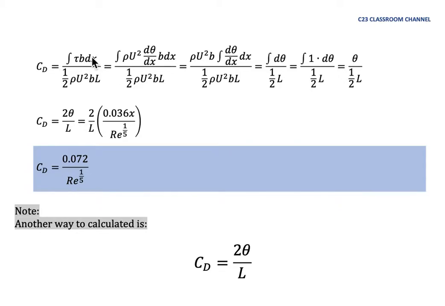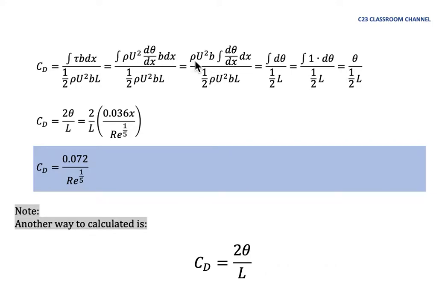And drag force can be calculated by integrating tau b dx, where tau is the shear stress, b is the width of the flat plate, and dx is the small part of the length or the x-axis of the flat plate. So next, we substitute the value of tau here with the von Karman. So it becomes rho u square d theta dx here, and then we bring out rho u square b here. We have d theta dx over dx. We could simplify or cancel off the value of dx here.